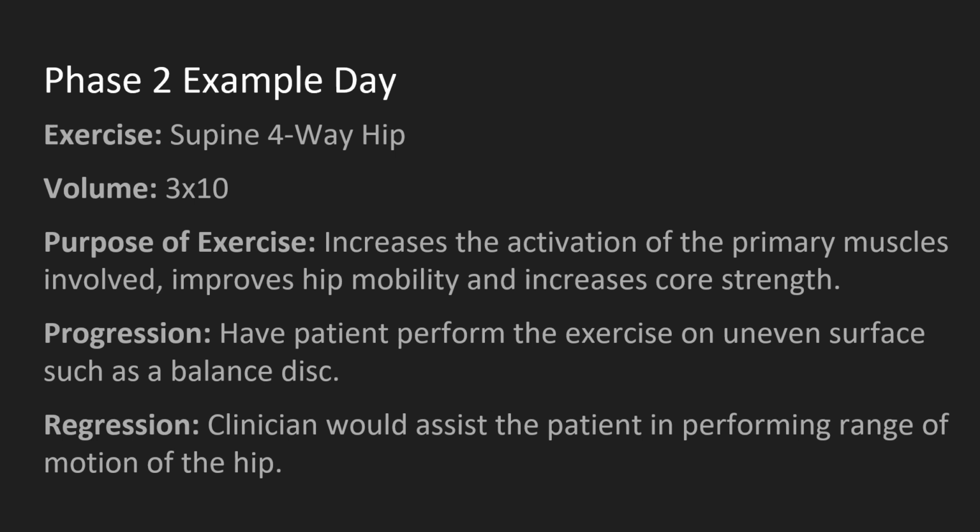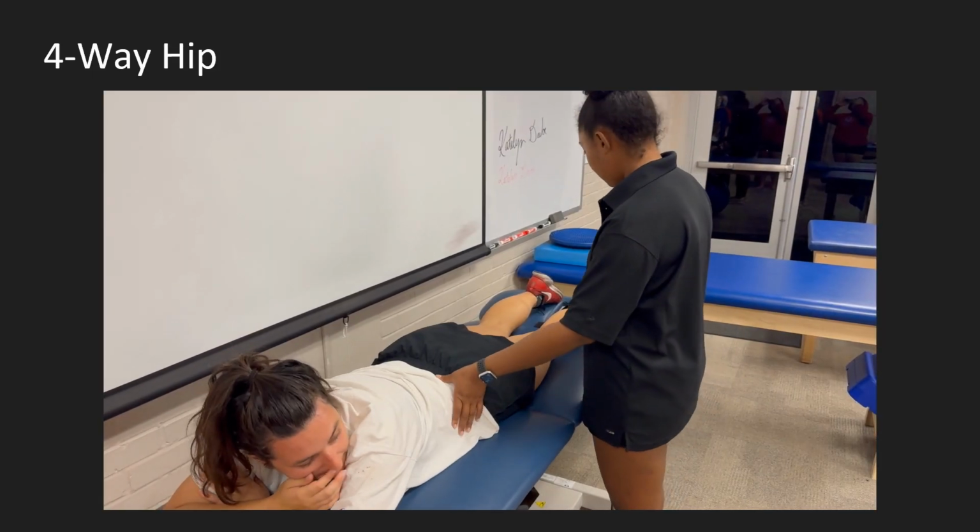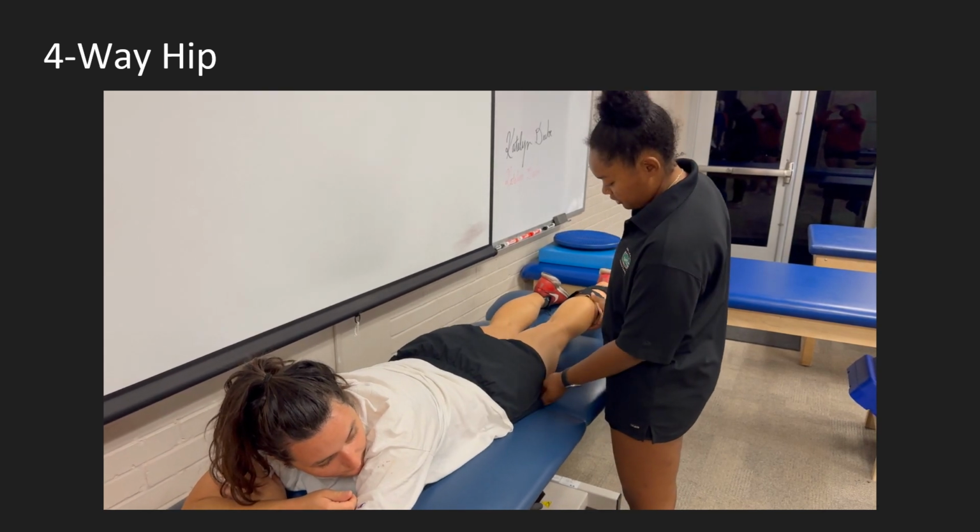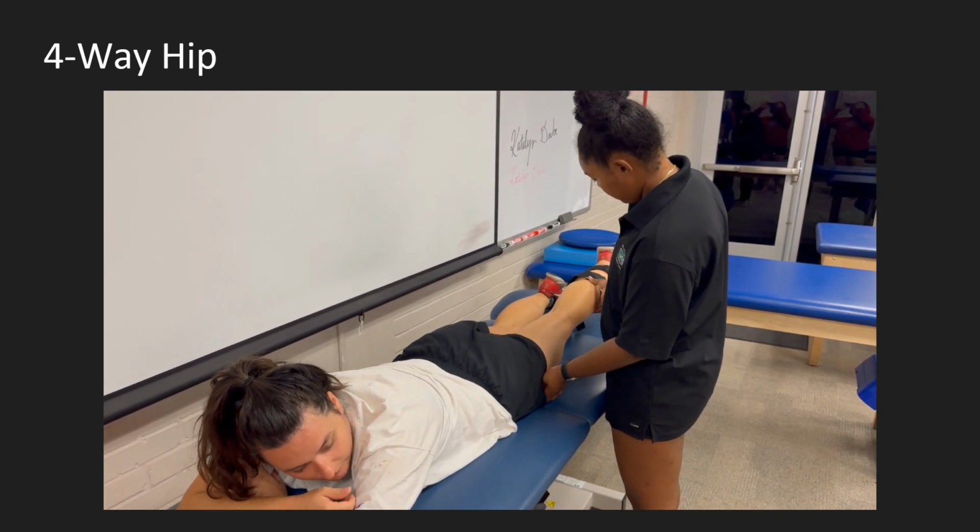To progress, we can have them do the exercise on an uneven surface, so progress to standing. And then regression, as the clinician, can help lift the hip up to get that range of motion. So here's the video. You'll see it in all 4 directions.